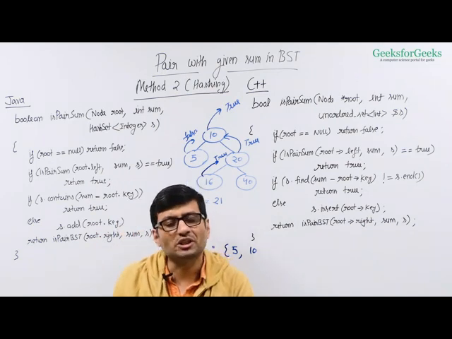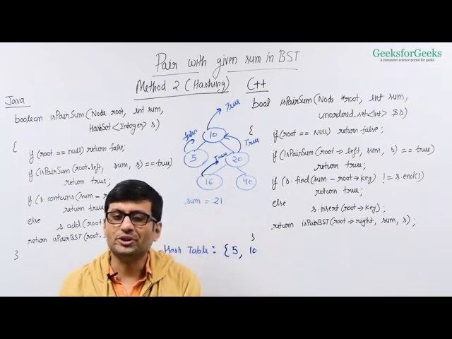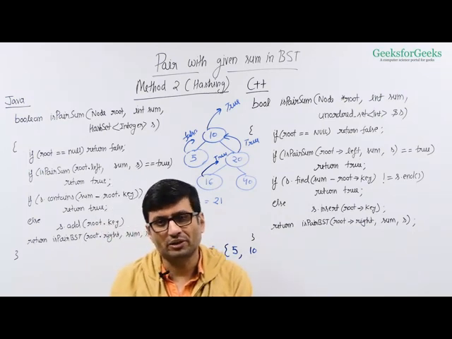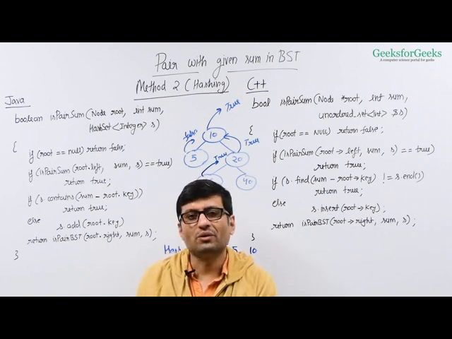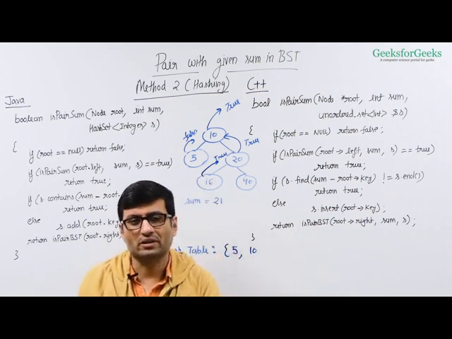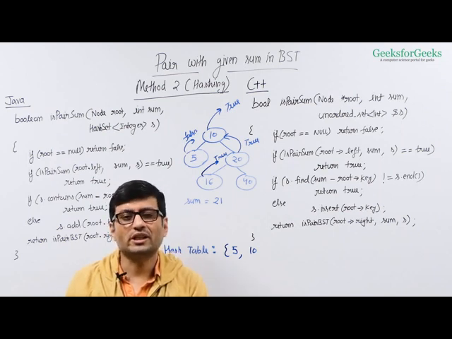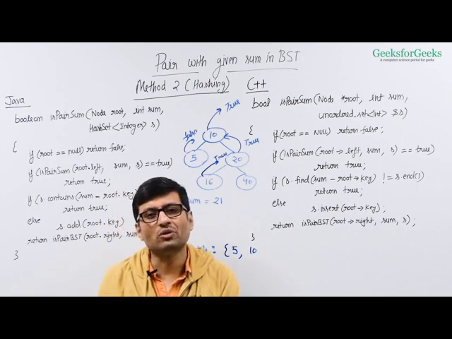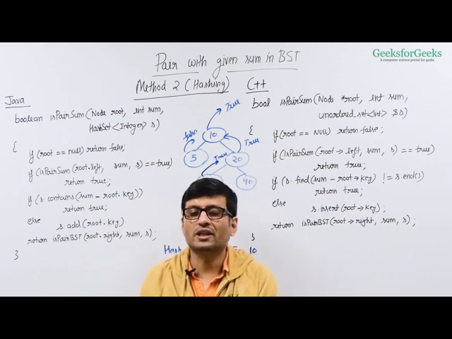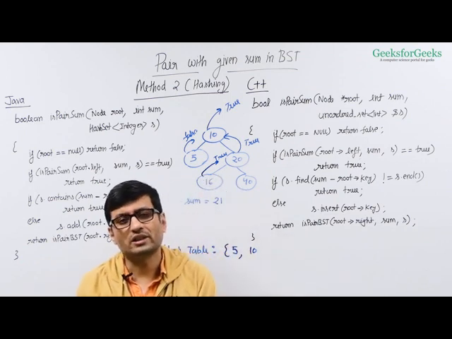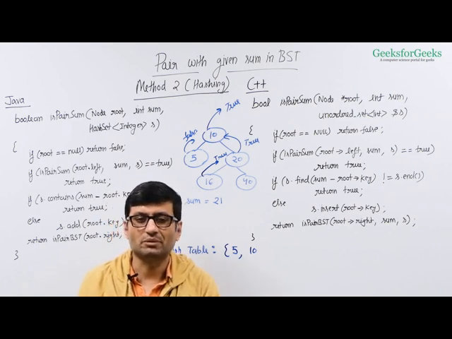What is the time complexity of the solution? This solution takes big O of n time because we traverse every node exactly once, until we find a pair. So we'll have to traverse at most 10 nodes, and for every node we do constant amount of work because search function and insert function both are considered constant in a hash table.